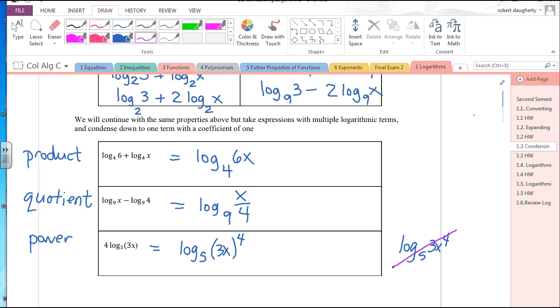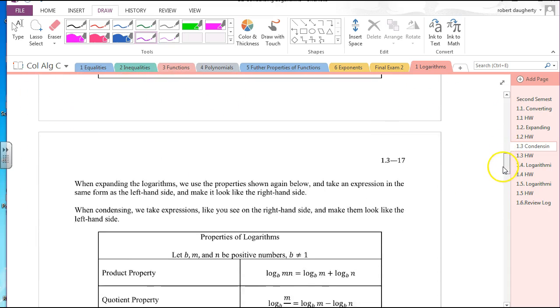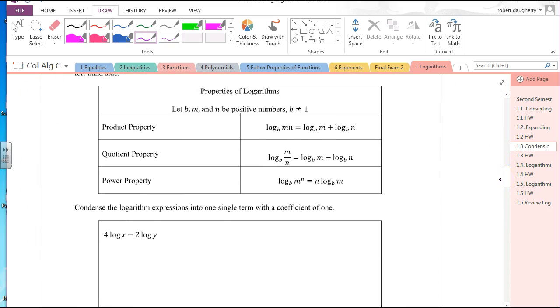Okay, so we're using those same 3 rules from yesterday. We're just going in reverse, okay? So again, product, quotient, and power. All we're doing is starting with problems that look like the right side, and our answer is going to be what looks like the left side of each of those equations. So let's get a few examples of working on these.